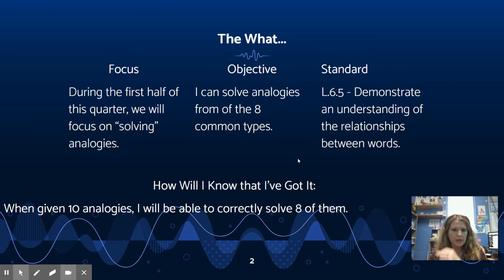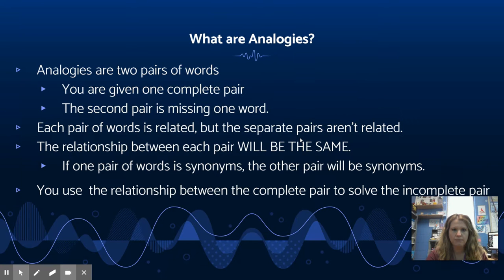Our objective will be that we can solve analogies from 8 of the common types, and this is just standard L65. We'll know we've got it when given 10 analogies, we can correctly solve 8 of them. So if you're like, okay, well, what am I solving?